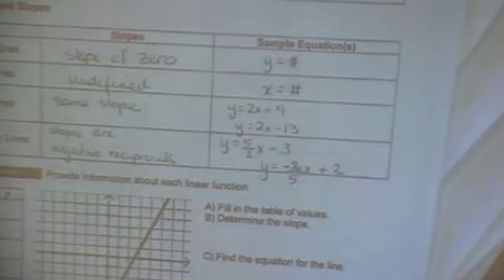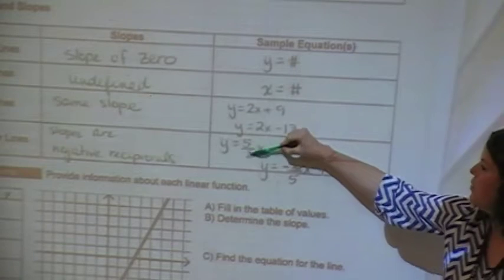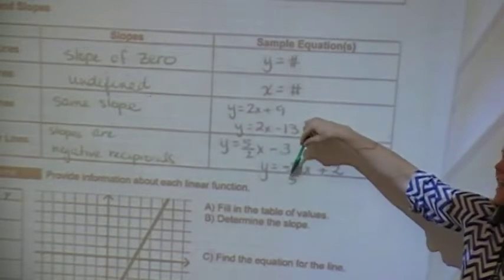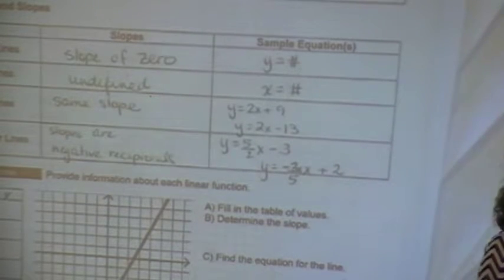So for example, if I have y equals 5 halves x minus 3, the perpendicular line would be y equals negative 2/5 x plus 1. All you're concerned about on these is slope. So you take the slope, you flip it over and make it the opposite, or make it negative. And then the b doesn't matter. The b doesn't matter.